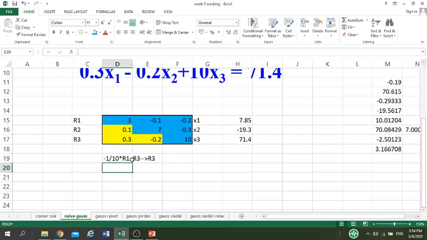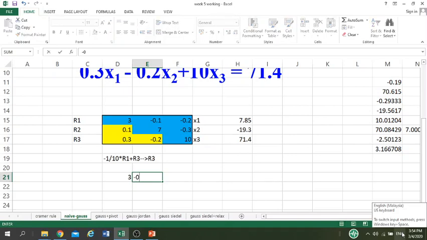I will show it to you. Now, the resulting matrix is: we leave row 1 as it is, because we are not changing anything on row 1.